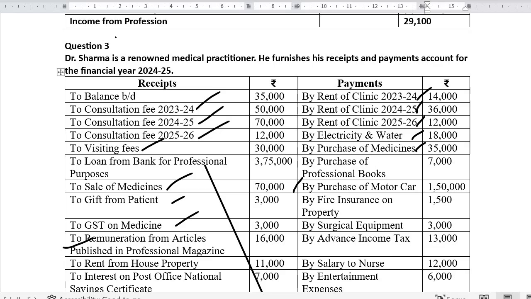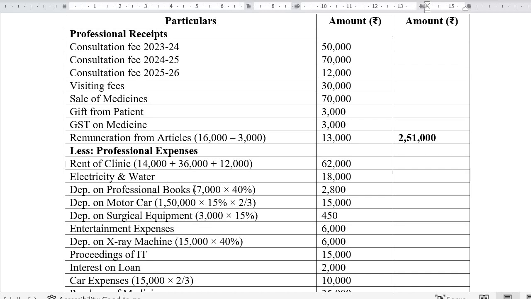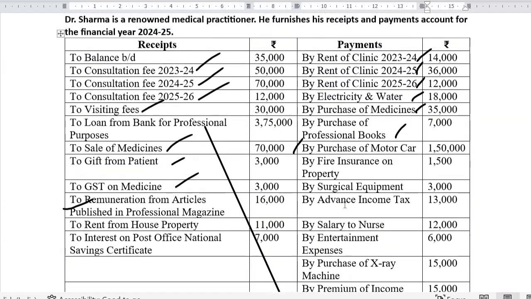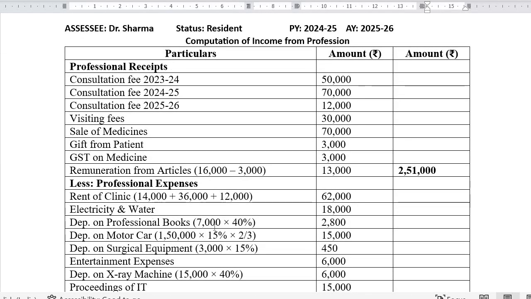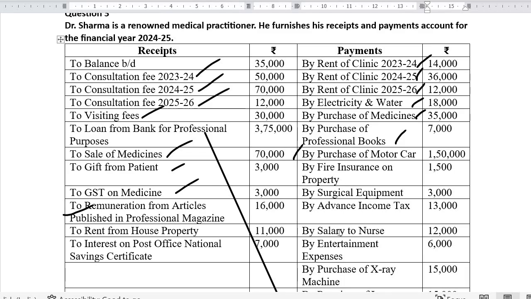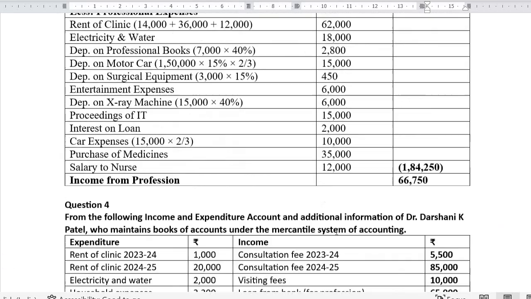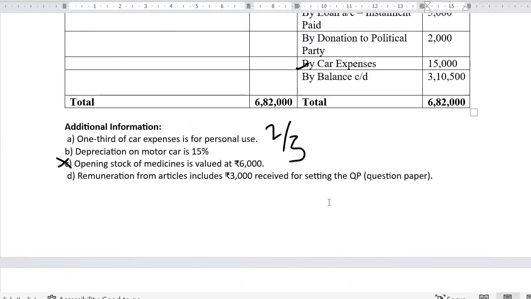What is the percentage of depreciation? It is 40%. So, consider this 7,000 into 40%. So, we will check all the 3 has been written. So, 8,000 electricity and water, here it is 18,000, here also 18,000. Depreciation on professional book, 7,000 into 40%, 2,800. This purchase of medicine also, it is here last 35,000, it is a professional expense.